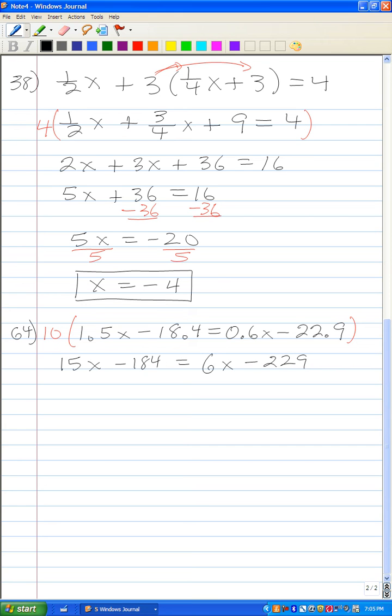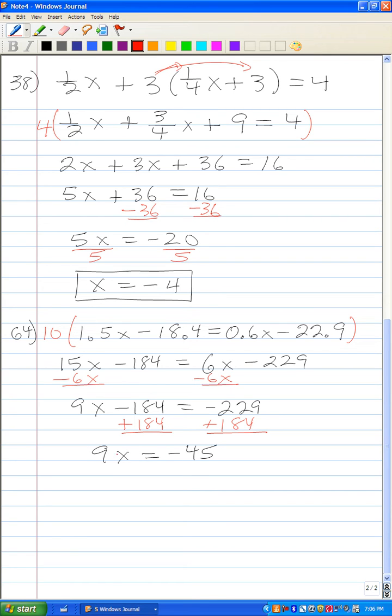So let's try to isolate x on one side of my equation. So let me subtract 6x from both sides of my equation. And so by the additive property of equality, I have 9x minus 184 equals -229. Let me add 184 to both sides of my equation. So I get here that 9x is equal to -45.